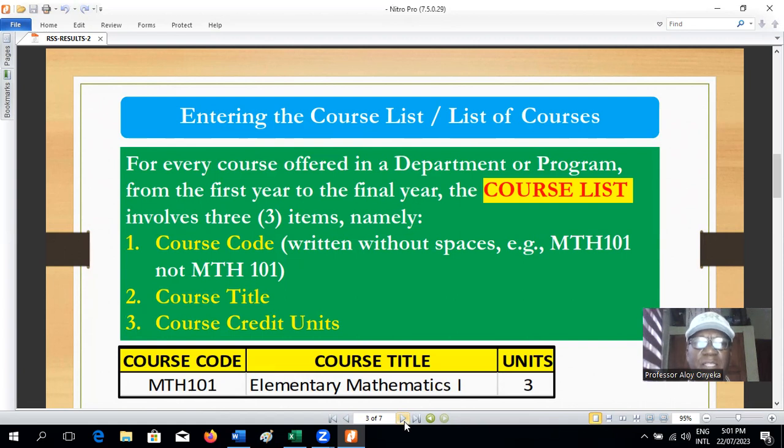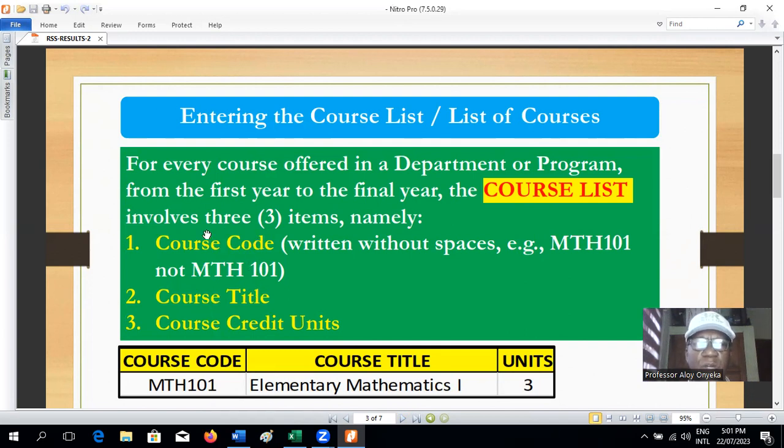First, we understand that there are actually 3 items that are required to describe any particular course that we want to enter or list as a course being offered in the department. Of course, those 3 items are the course code, the course title, and the number of credit units. We have to get that for all the courses offered in the department. I want us to take particular note of the course code.